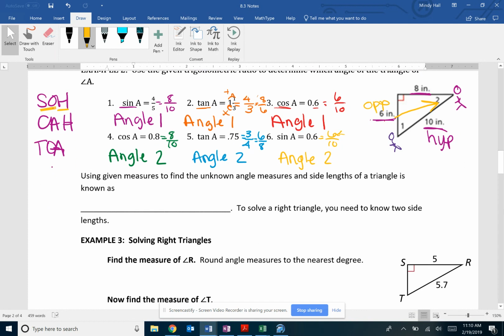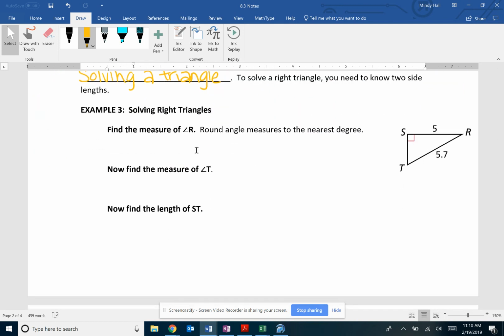So using given measures to find unknown angle measures and side lengths of a triangle is known as solving a triangle. To solve a right triangle, you need to know 2 side lengths, or they might even just give you an angle and a side length, kind of depends. So the main thing with this is anytime they ask for this, you have to find all of the missing things.